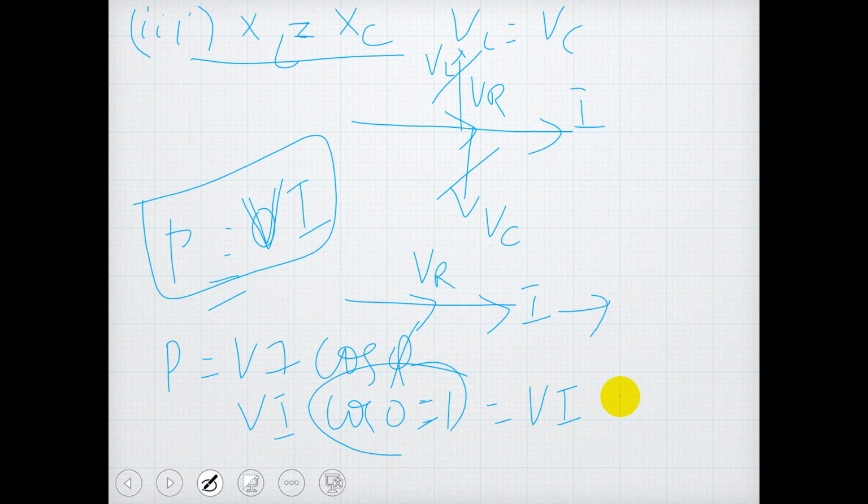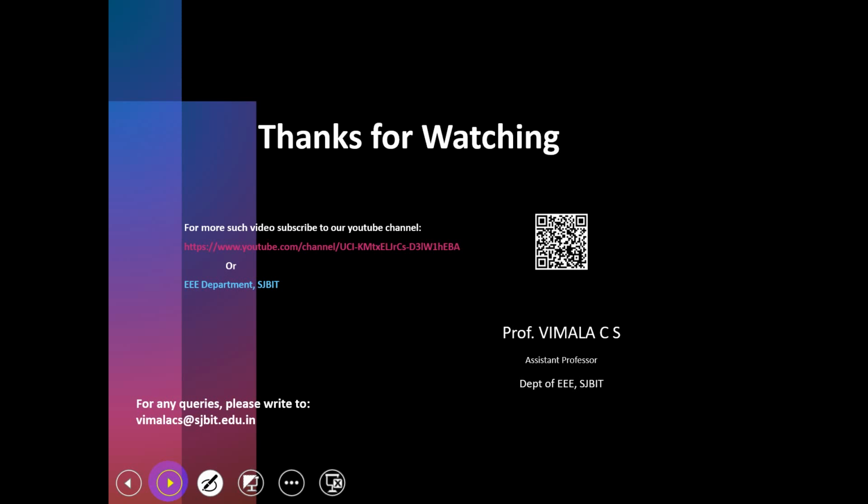So this is about the RLC circuit having three different conditions: when XL is greater than XC, XL is less than XC, and XL is equal to XC. So with this, let us conclude that when XL is greater than XC, it behaves like an RL circuit, and when XC is greater than XL, it behaves like an RC circuit. So therefore, power consumed remains the same in both the cases.